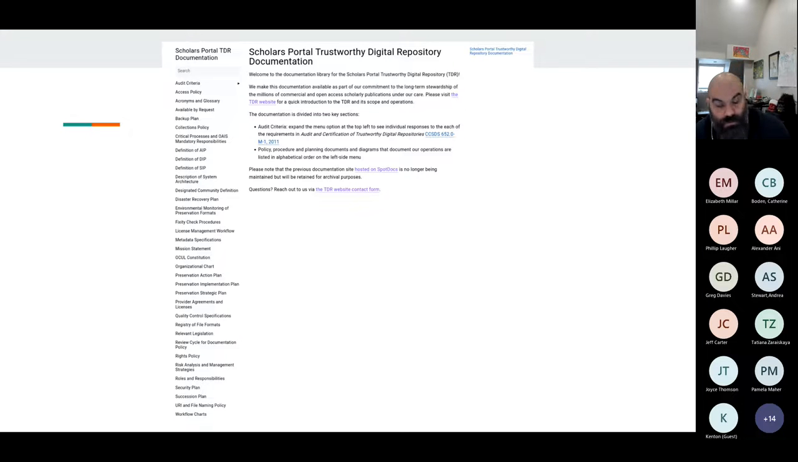Luckily, not right down the street from us but in the same city, is Scholars Portal. It's housed at U of T, the University of Toronto, and they had recently gone through the whole TDR certification process, and they've thankfully put all of their documentation out publicly, and there was a framework to do this. So we were able to look through it, review it all, and ask, hey, can we do this? And for a lot of it, yeah, I think we can.